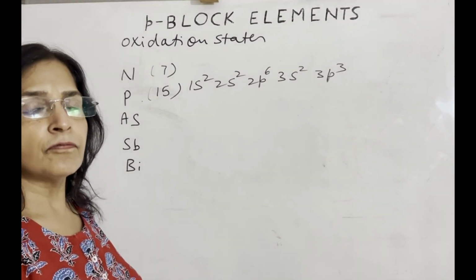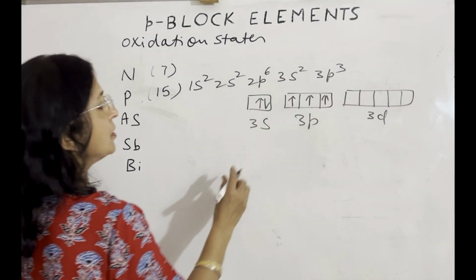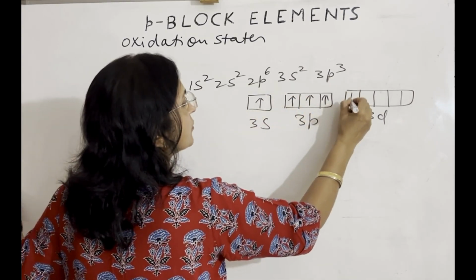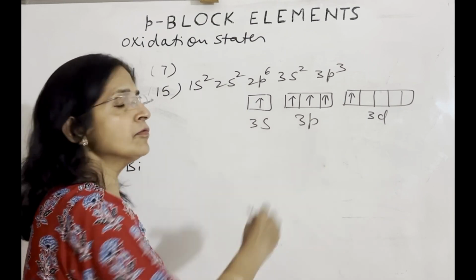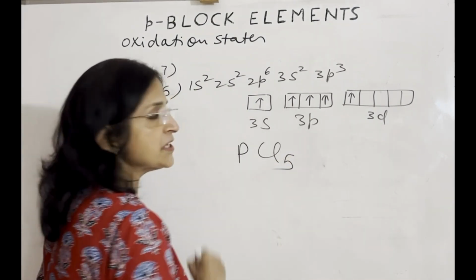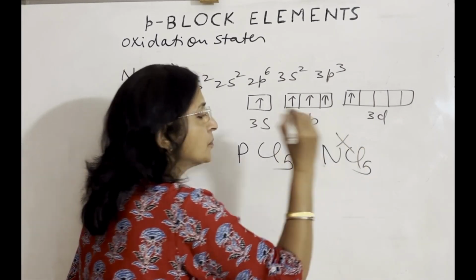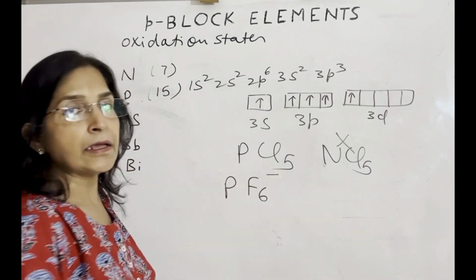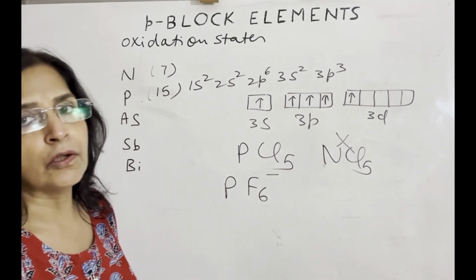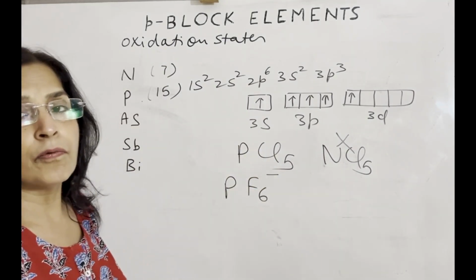This is the electronic configuration of phosphorus. This is the ground state electronic configuration. Now, because of the availability of 3d orbital, it can expand its electronic configuration. Now, it has 5 half-filled orbitals and it can form 5 covalent bonds. Therefore, formation of PCl5 is possible, but formation of NCl5 is not possible. Formation of the phosphorus hexafluoride ion is possible because of the availability of vacant d orbitals. So in this case, there will be 5 covalent bonds and the 6th one will be a coordinate covalent bond.